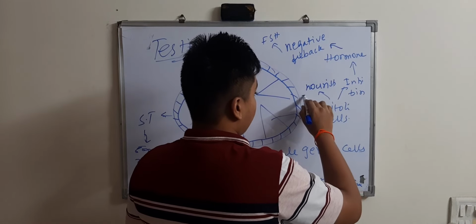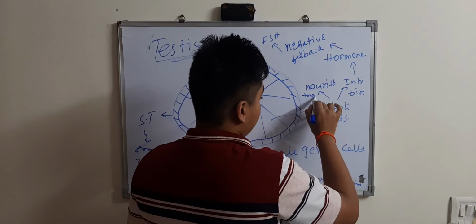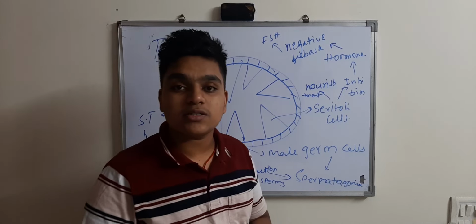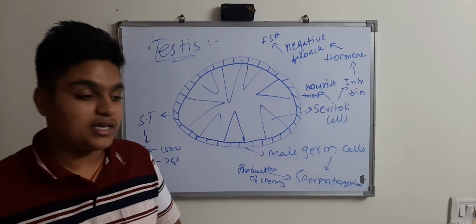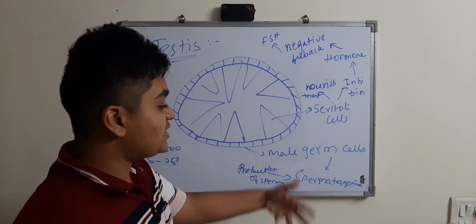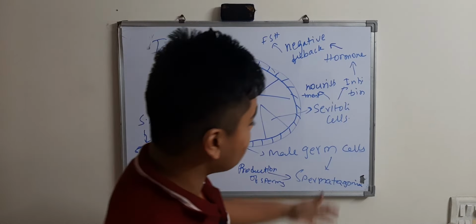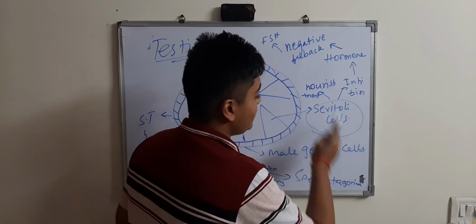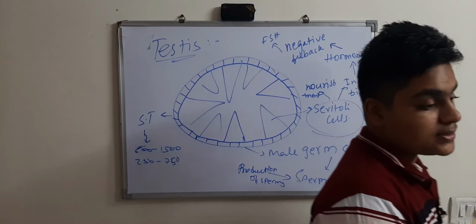See, our mother provides food for us. Who is the mother who provides food for these sperms? They are also living cells. They are continuing our legacy. They are continuing our generations. So there should be someone who provides nourishment to these sperms, and that nourishment is provided by your very own Sertoli cells.